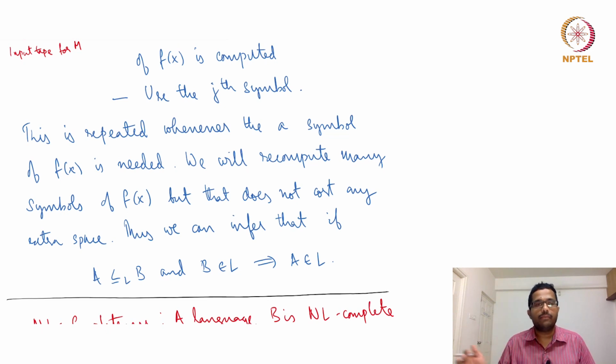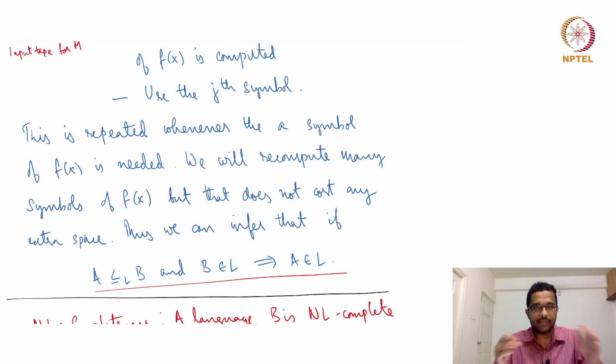M can decide whether F of X is in B or not. And by the properties of the reduction, we have that F of X is in B if and only if X is in A. Hence, we are able to decide A using the decider for B and the reduction from A to B. So we can infer that A reduces to B and B is in L implies that A is in L.